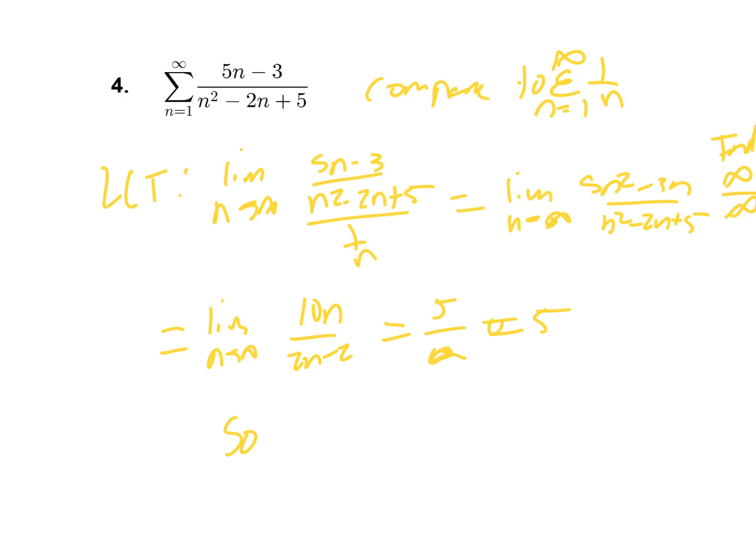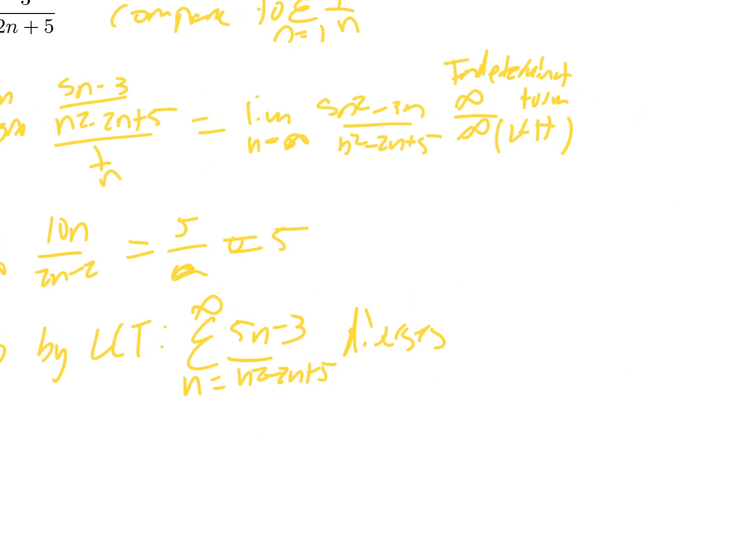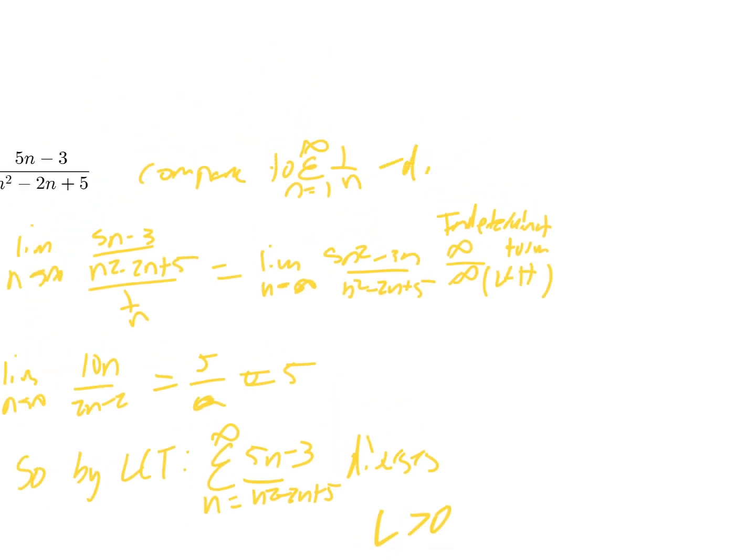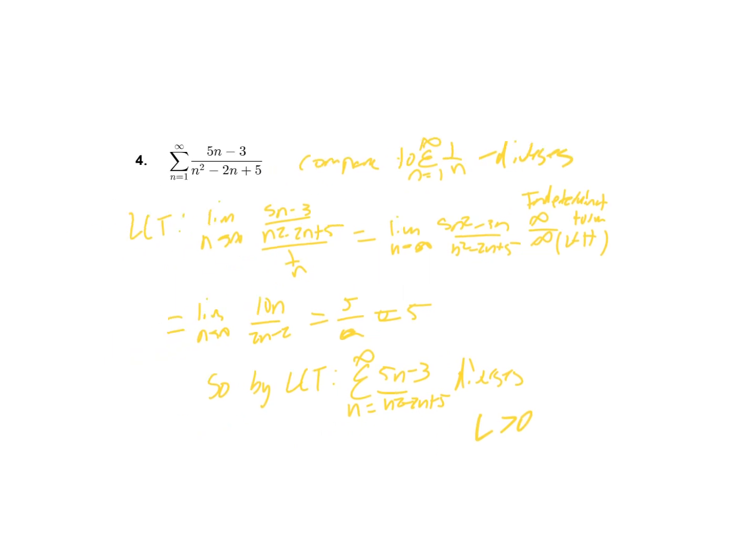So by the limit comparison test, the summation of 5n minus 3 over n squared minus 2n plus 5 diverges, because they act the same if the limit L is greater than 0. They act the same, and since we know that 1 over n diverges, both diverge. Thank you for your time. Hope you learned something.